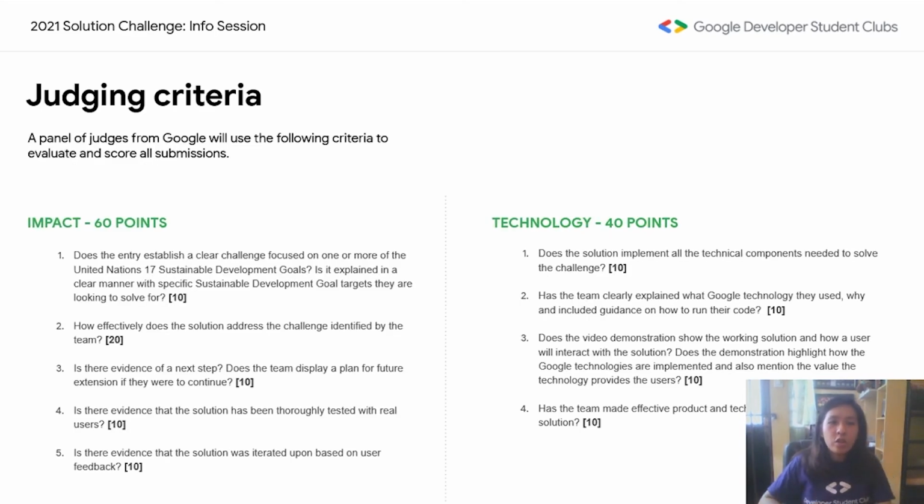So, paano i-judge yung mga projects na ginawa ninyo? So, divided siya into 2 sections. First is impact, worth 60 points, and technology, worth 40 points. Basically, kay impact, dinidiscuss niya lang dito kung gaano ka-effective yung solution na nagawa ninyo sa pag-address ng challenge na na-identify nyo with that particular sustainable development goal. And dito naman kay technology is about yung integration nyo ng Google technology, kung bakit yun yung ginamit nyo, and kung na-implement nyo ba yung mga technical components na kailangan nyo to solve the challenge.